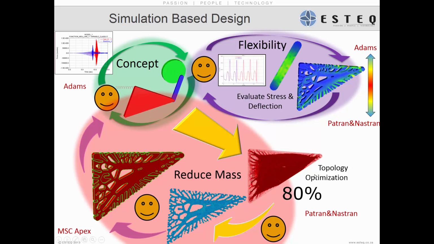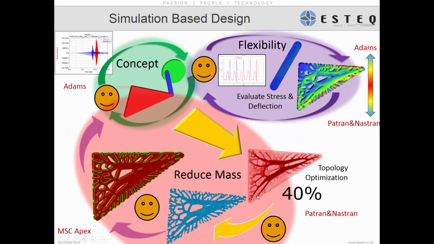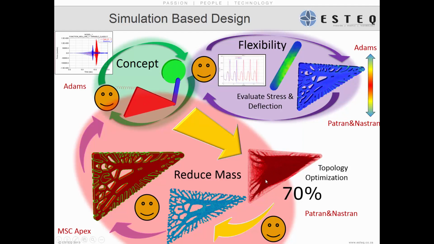The topology optimization stage of this project actually consists of two parts. The first part is to create the initial mesh that will be used for the topology optimization, and the second part will be the actual topology optimization.